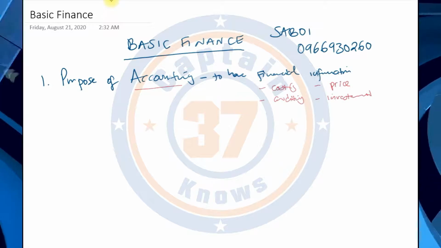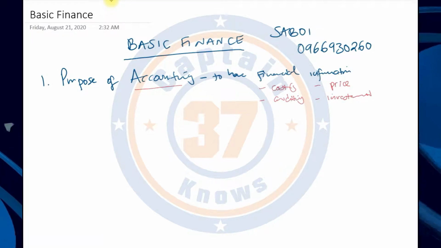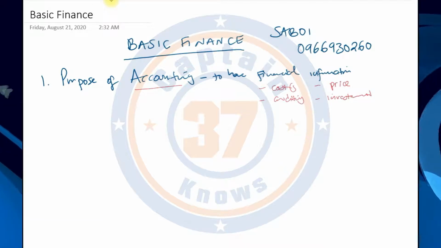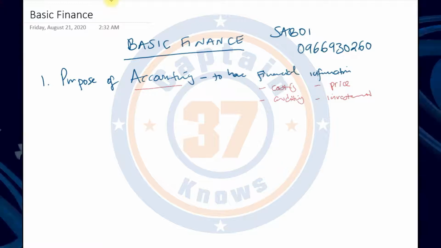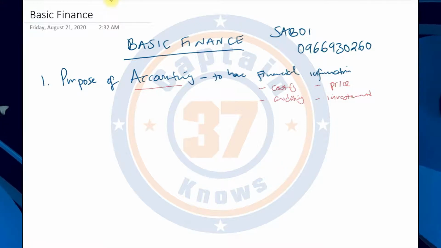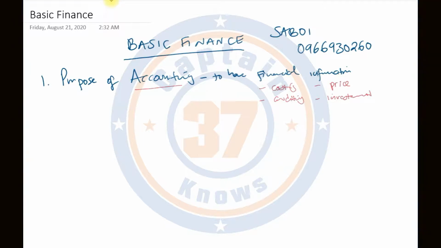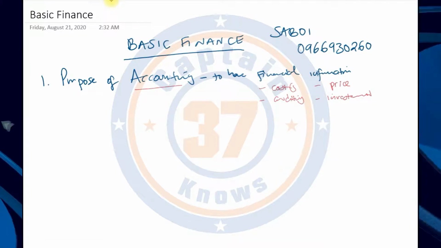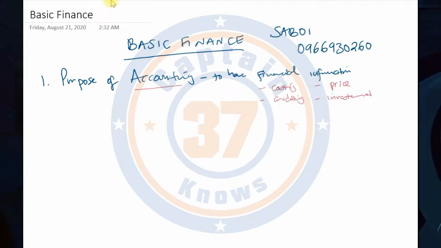Examiners may ask you why accounting exists. What is accounting for? That question usually comes under Section A. Section A is compulsory. Section A is multiple choice. There are 10 questions, and one of the questions that may be asked is, what is the purpose of accounting?